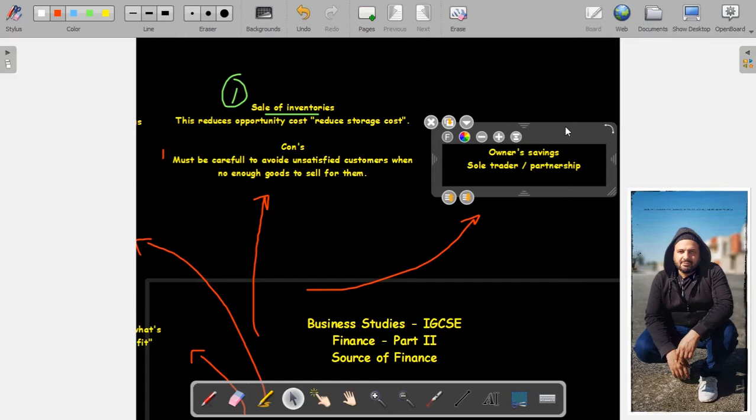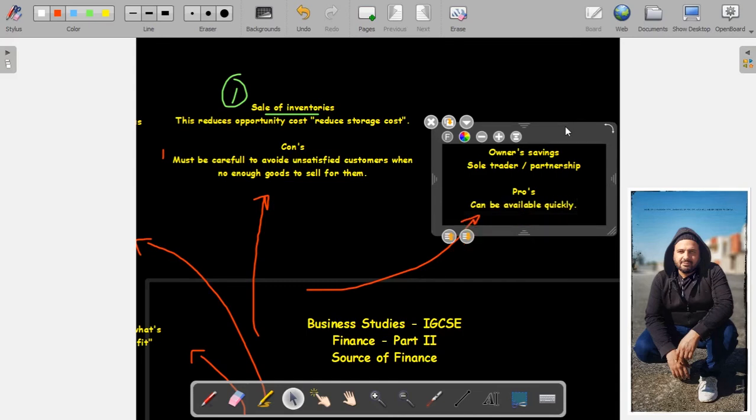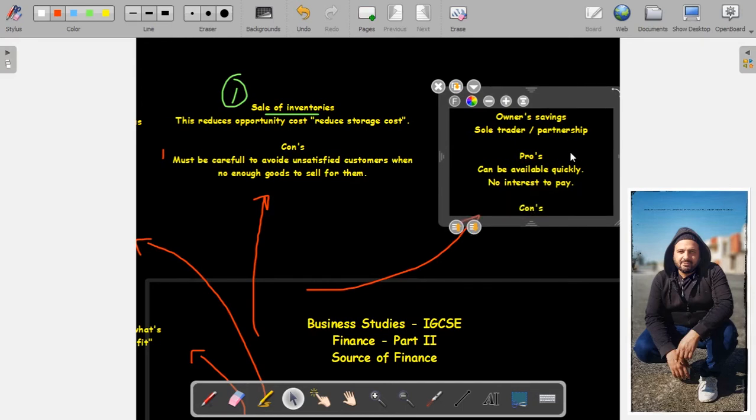The advantages of this saving, I'm going to talk about the pros first. The first advantage, since you're using your savings, is that the money can be available quickly to fund anything. This is the first advantage. And the second advantage: no interest to pay, because you're using your own money as a sole trader.